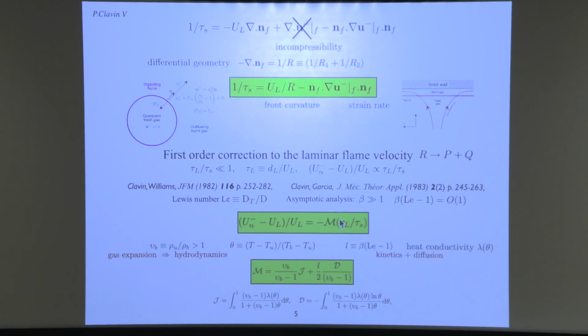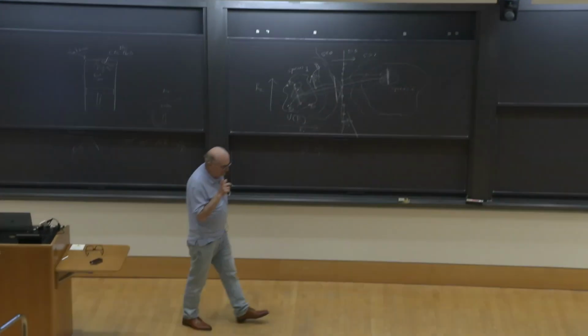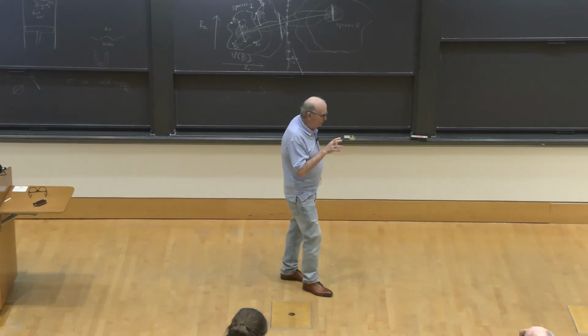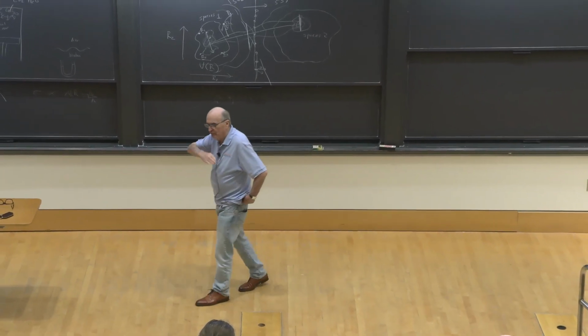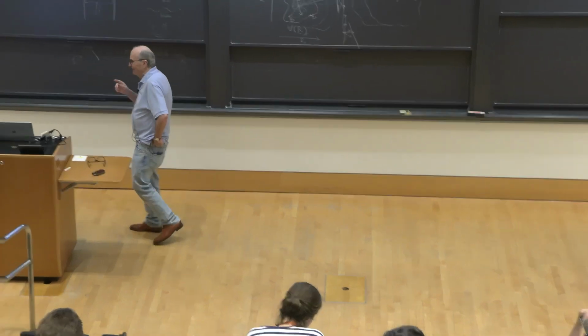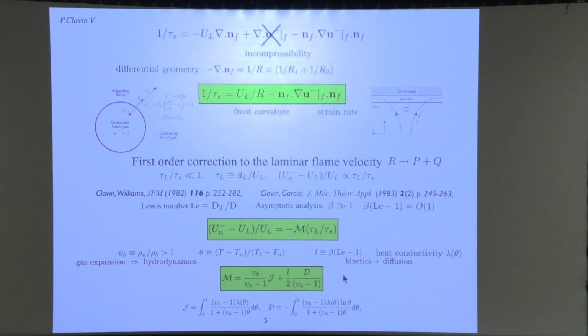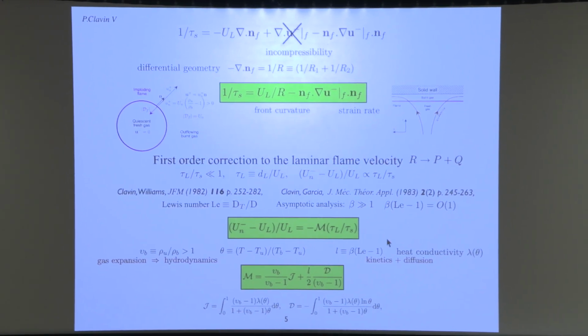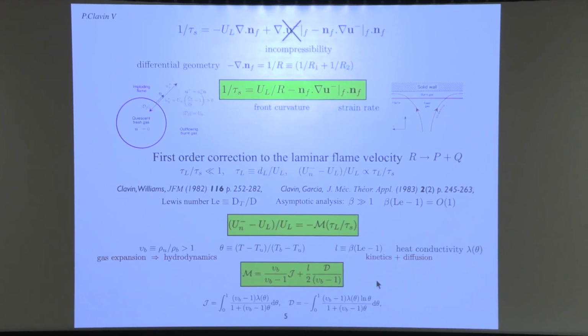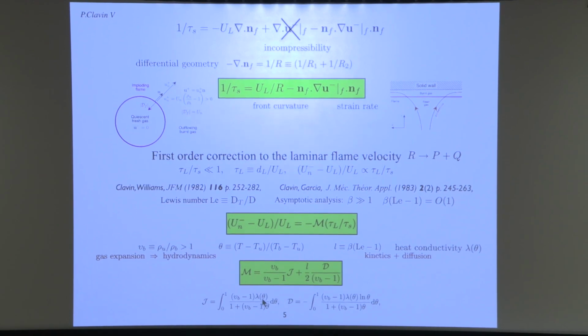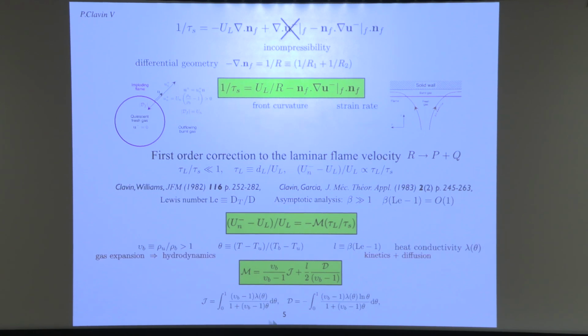This Markstein number has been computed. I did that. I think I was the first one to do that, with Forman Williams, in the simple case of constant conductivity. I forget that conductivity can vary with the temperature, slightly, like a square root. But then, a little bit later, we took into account the variation of the conductivity. This lambda depends on theta. Theta is a reduced temperature. And here is the expression of the Markstein number.